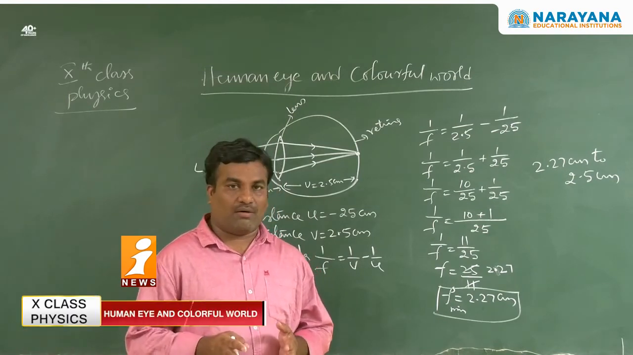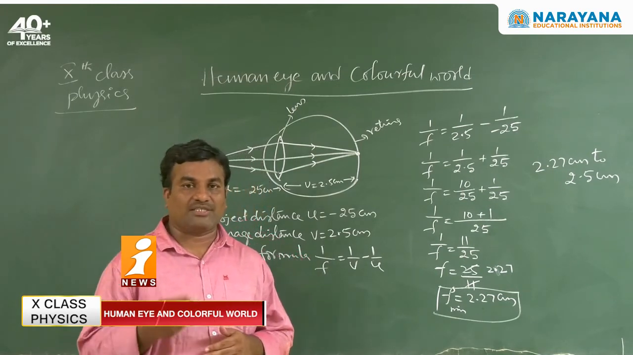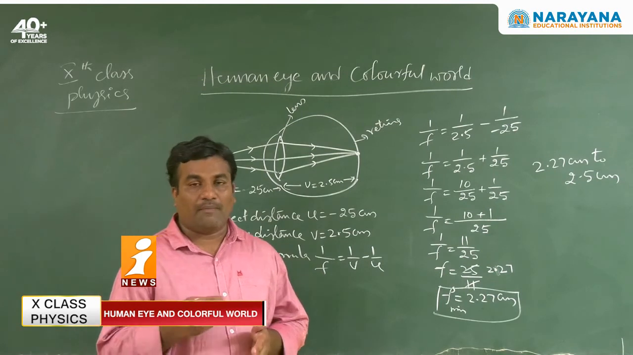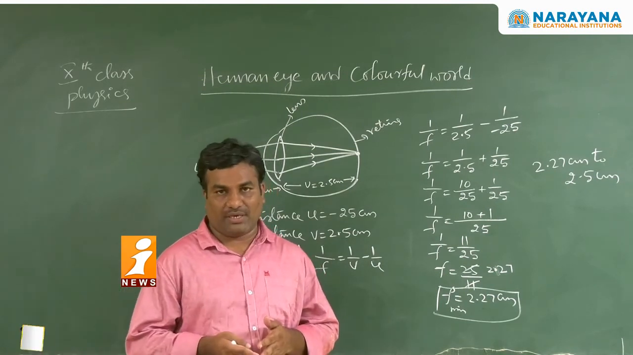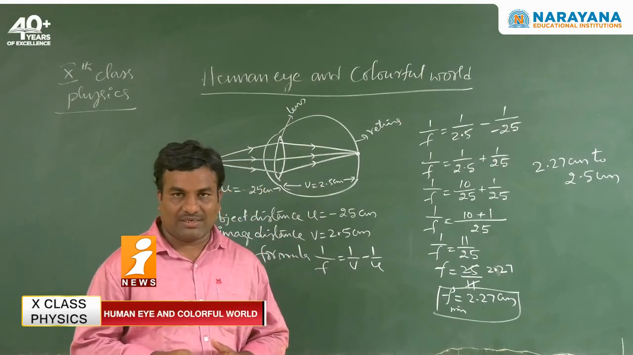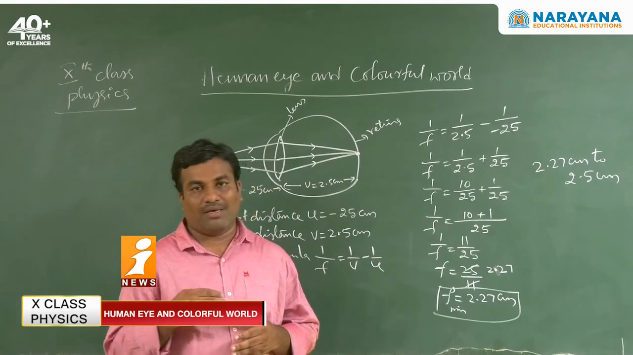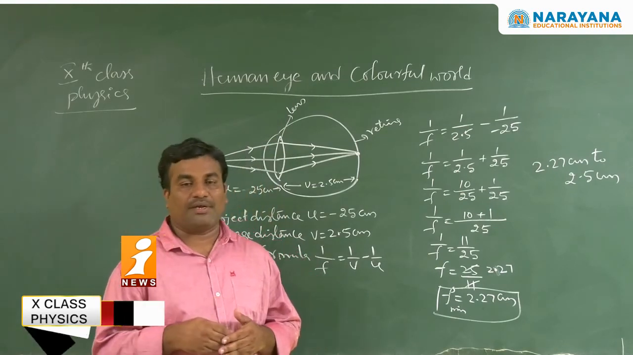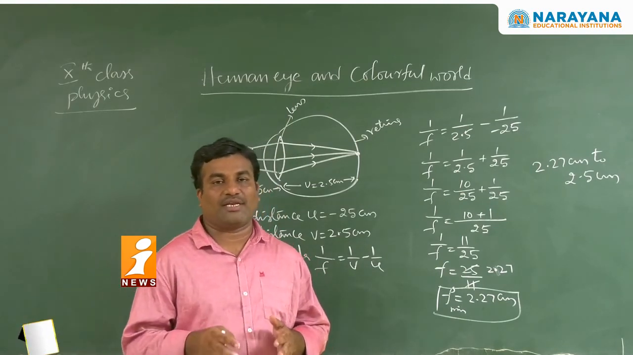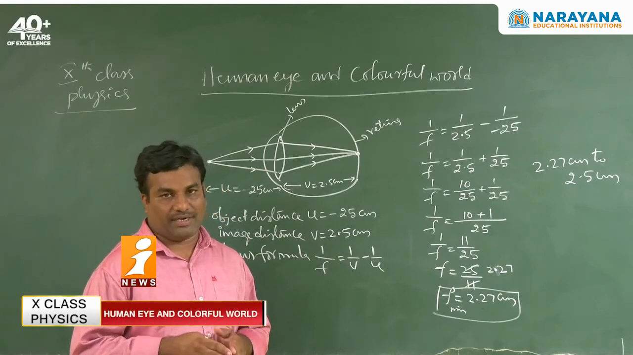So that's why we always remember the focal length of the eye lens: maximum is 2.5 centimeter, minimum is 2.27 centimeter. In between, the focal length is adjusted, whether the object is at infinity, a long distance or a nearer distance, and we get clear images formed on the retina.